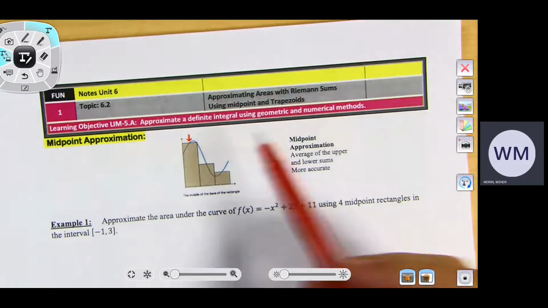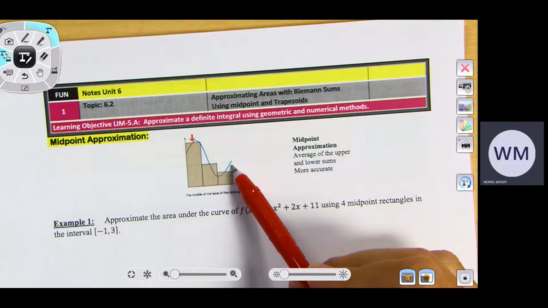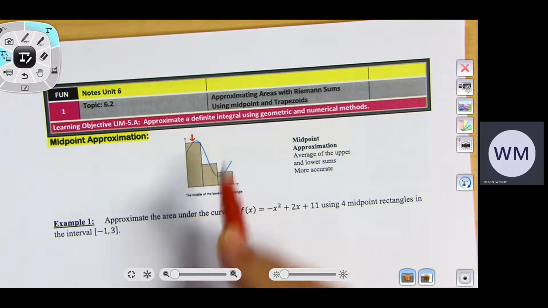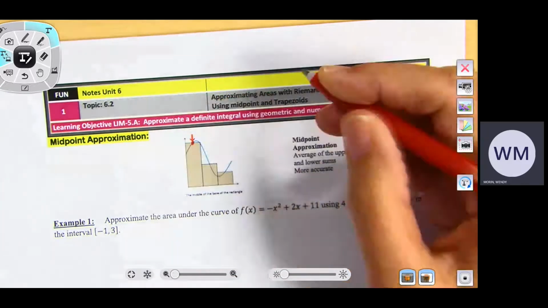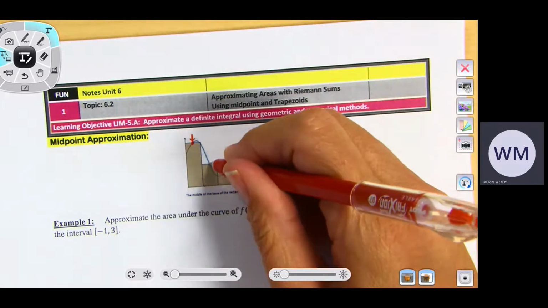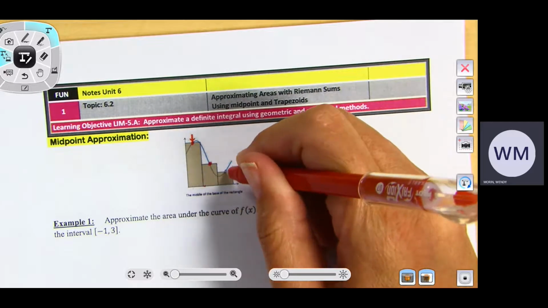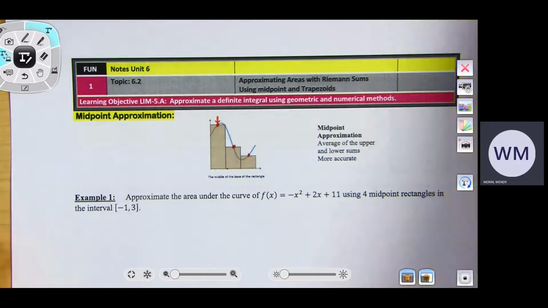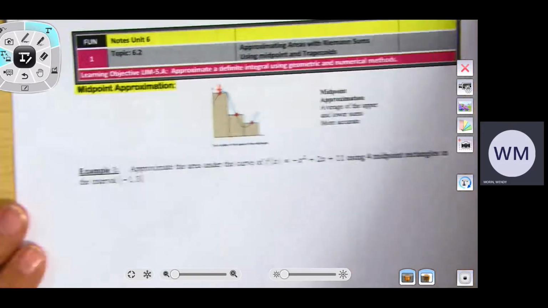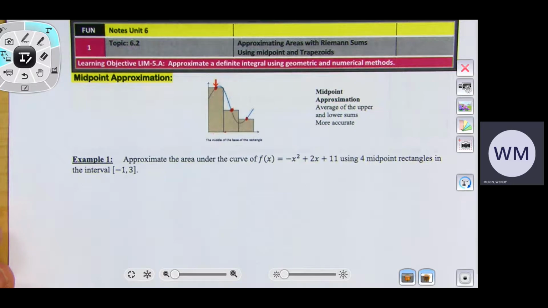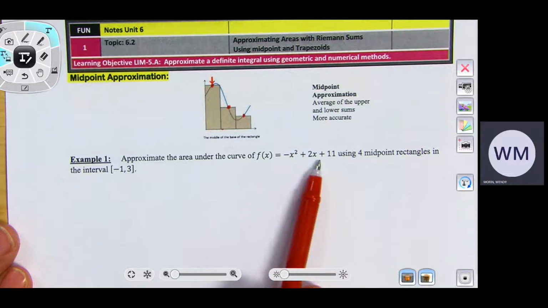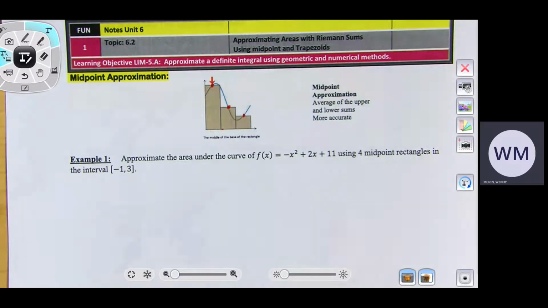So if you take a look at this curve right here, if we do 3 equal intervals, the height of our rectangle is going to be the middle height of that interval. Okay? Let me draw here. All right, so it says approximate the area under the curve. And again, you don't need to know what this curve looks like. You can just make up some random curve.